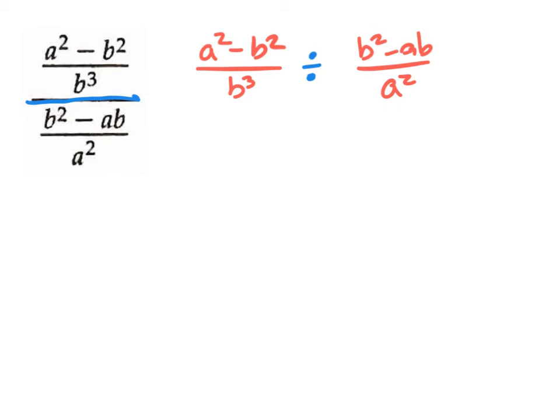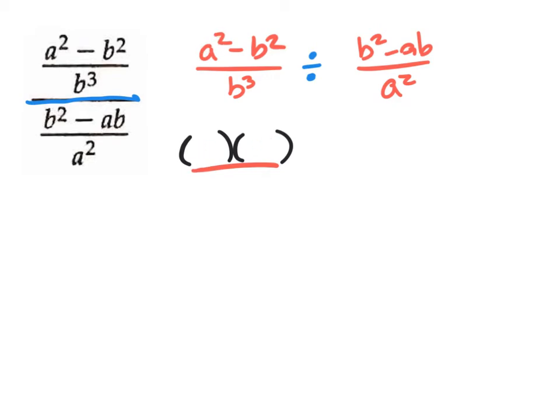We already know that this isn't going to change. I'm just going to bring it down. However, to save some space on the work that I'm showing, I'm going to factor this first fraction as I bring it down. So a squared minus b squared, that is a difference of two squares. So I could rewrite it in factored form as a binomial times a binomial.